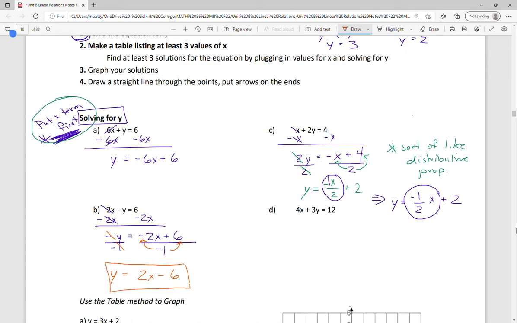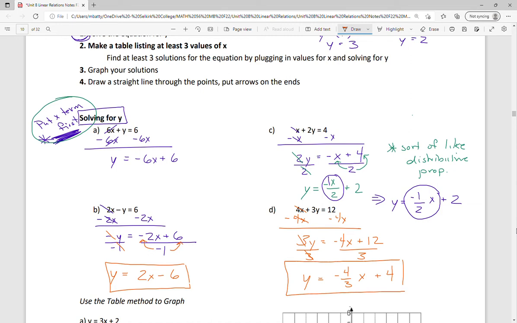The last one here, subtract 4x from both sides. I'd have 3y, put the x term first, so negative 4x plus 12, divide both sides by 3. I'd have y equaling, check this, I'm going to do all the fraction math in one step to get that as my new linear equation.